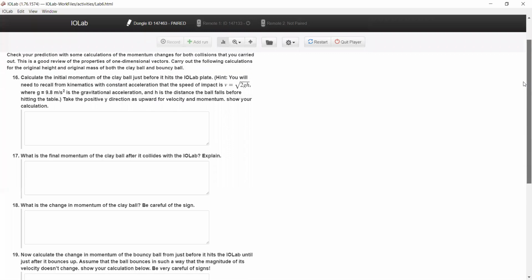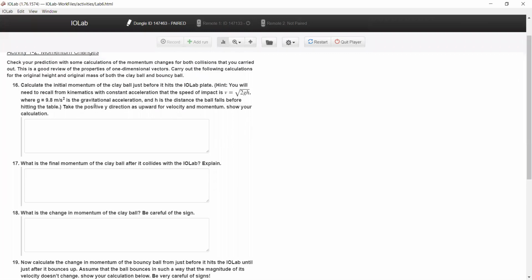One thing as a reminder: take the positive y direction as upward. If the ball is traveling upward, velocity will be positive. If it's going downward, velocity will be negative. So if we are dropping the ball, the initial velocity is going downward, so the velocity is going to be negative. Use v equals square root of 2gh, and whatever value you get, use a minus sign after that. So minus this value will be the initial velocity. Finally, 0 here for the second one.